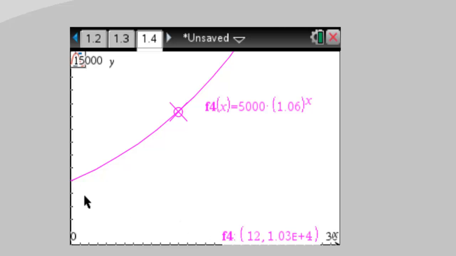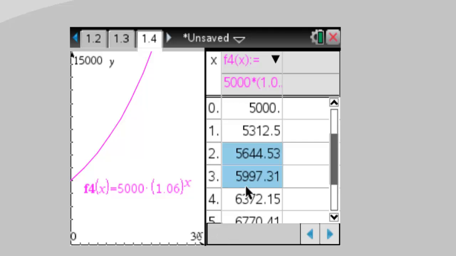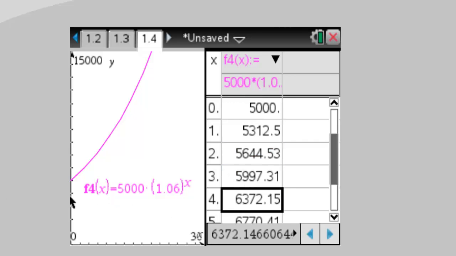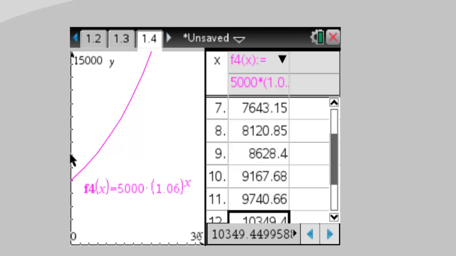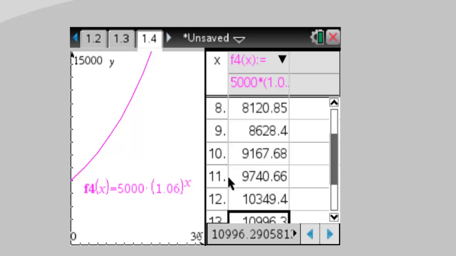We could also have gotten this by going to the table. Remember, you do Control T to pull up the table, and we can look at the table here to see when it will be over $10,000. And we can see that it looks like right about year 12 is when it's over $10,000.